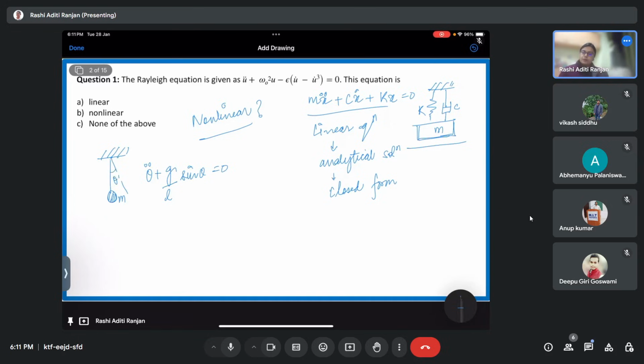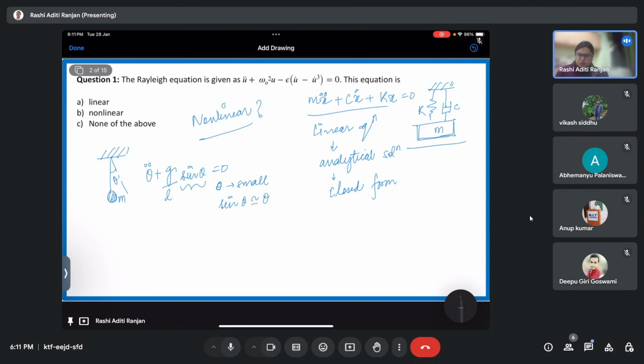angle from the vertical. Now, if you look, this sine theta is essentially giving a nonlinearity to the equation. Now, we used to calculate the analytical solution of this equation considering that theta is small, and so sine theta is nearly equal to theta, correct? But what if I don't consider this assumption?